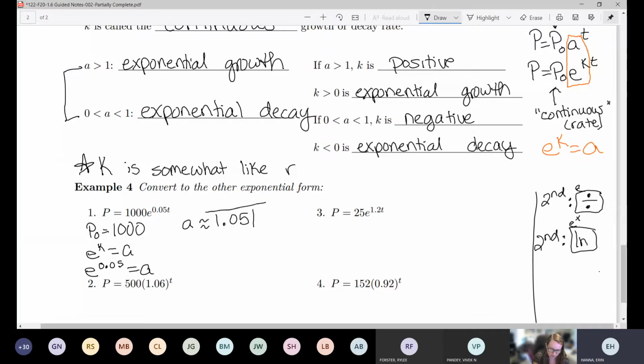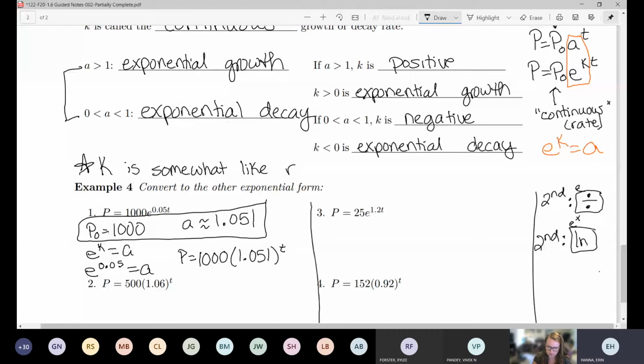And essentially now we have both of the two pieces we need to write the p naught a to the t form. So we just write it. We have p naught was 1000, a we just found, to the t. So essentially these two equations are going to give us the same set of data, so we can always jump between the two forms if for some reason we need to. I'll be quite honest, it's not often that you need to, but if you ever need to, you can. Questions on that before I go through the rest of them?